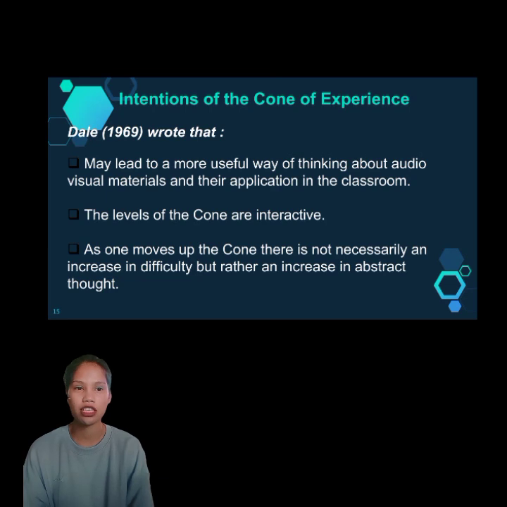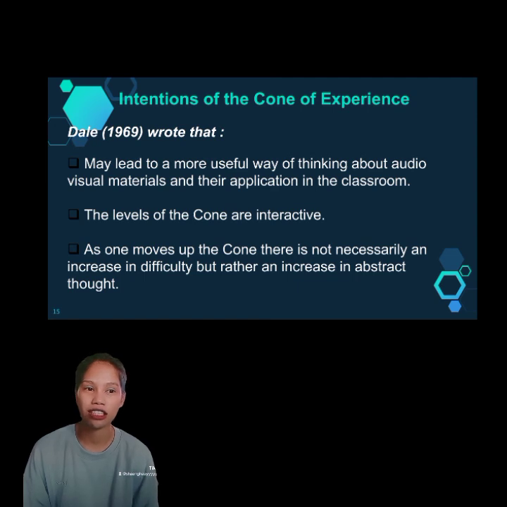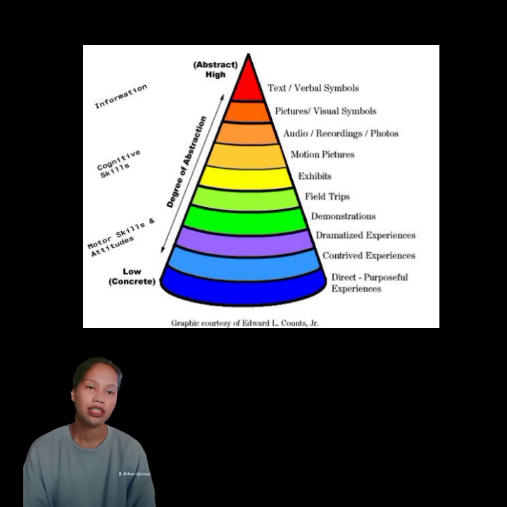So my last report is all about the intentions of the cone of experience. Dale wrote that it may lead to a more useful way of thinking about audiovisual materials and their application in the classroom. The levels of the cone of experience are interactive. As one moves up the cone, there is not necessarily an increase in difficulty, but rather an increase in abstract thought. So the cone of experience goes from the bottom, which is concrete, to the top, which is abstract. So that's all. Thank you.